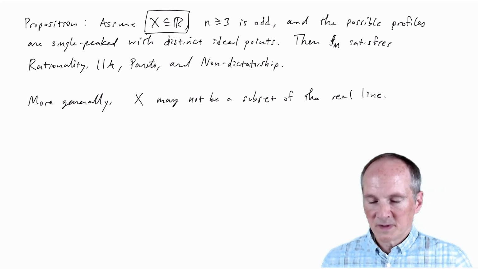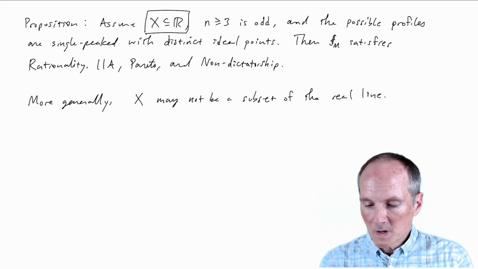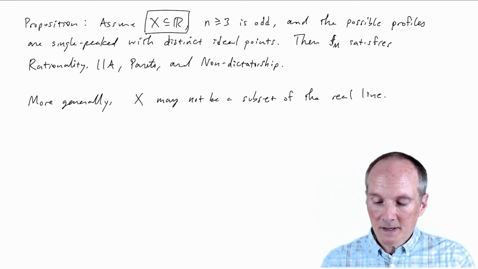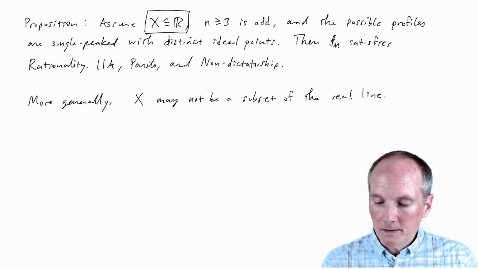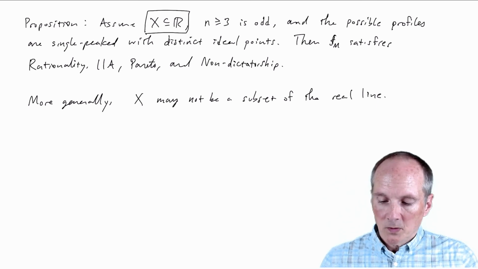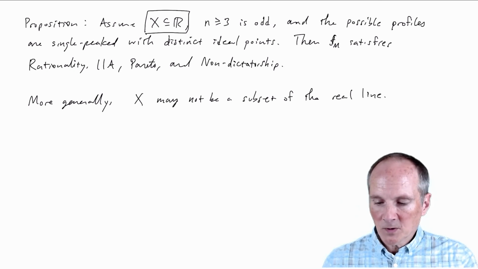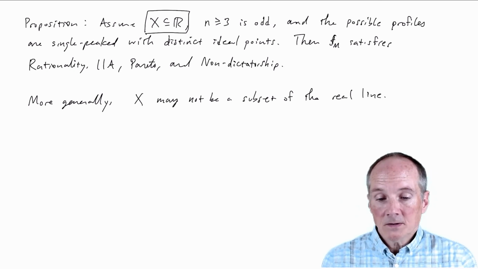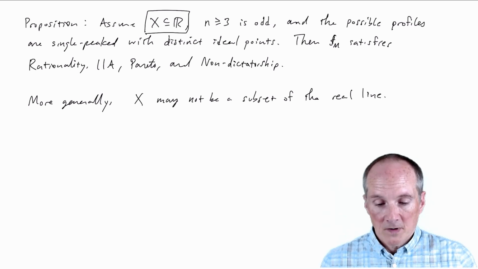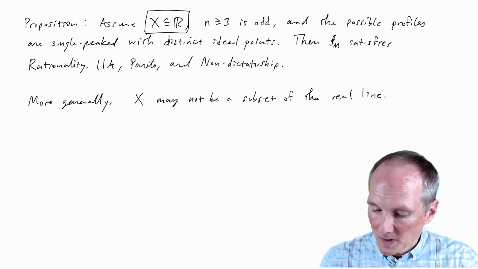All right, just think of them as abstract alternatives. It could be candidates in an election, just a set of projects that the group wants to do. Okay, just an abstract set of alternatives. So we're not in the one-dimensional world anymore, but we can still sometimes have a profile of preferences and apply these results. Okay, so how would that work?